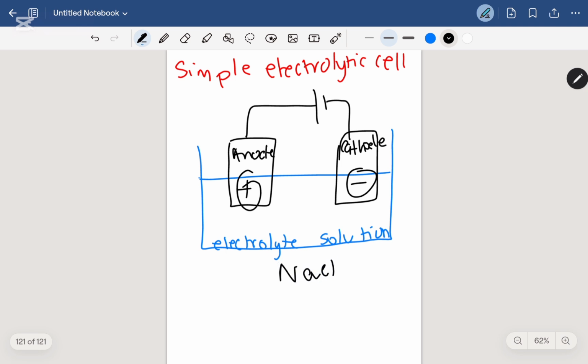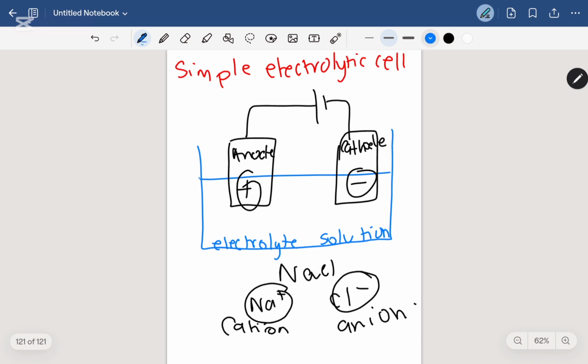So what's going to happen if we're going to take NaCl as our electrolyte solution? First of all, it's going to split into Na plus and Cl minus. Now, the positive charge of an ion is always called a cation, whereas the negative charge of the ion is always called the anion. So what's going to happen is that the anions in the solution are going to go to the anode. So we're going to say these are anions, which are negatively charged. However, the cations are going to go to the cathode. So these are cations, and they are positively charged.